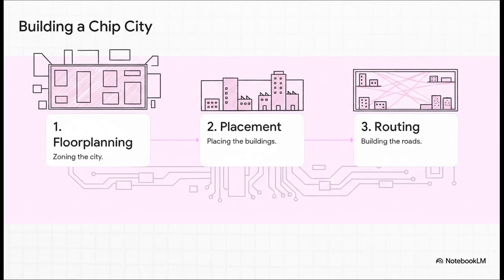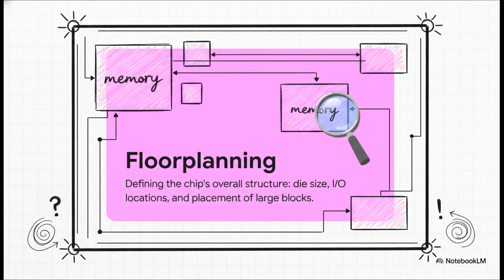Honestly, the easiest way to wrap your head around this is to think of it like building a city from scratch. First, you have to zone the land and figure out where the big stuff goes, like the airport and power plants. Then, you place all the smaller buildings. And finally, you connect everything with roads. Floor planning is that zoning phase.